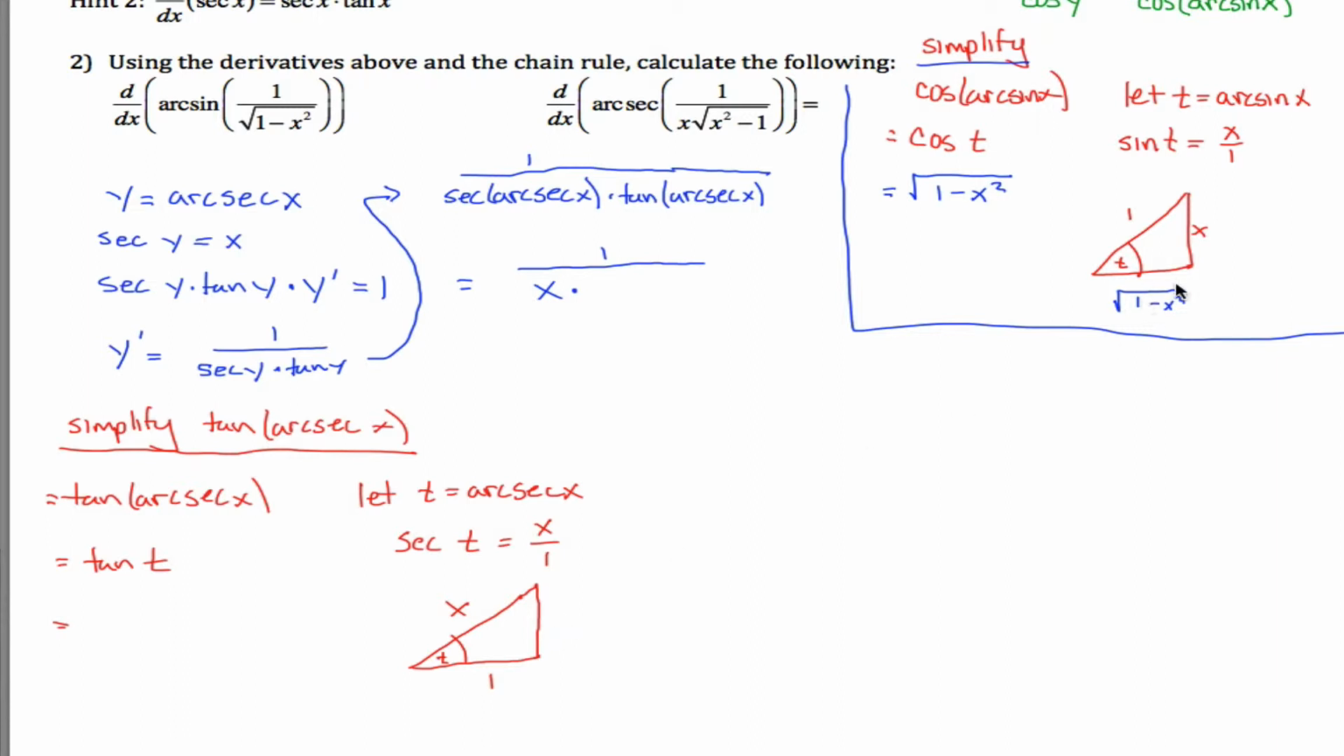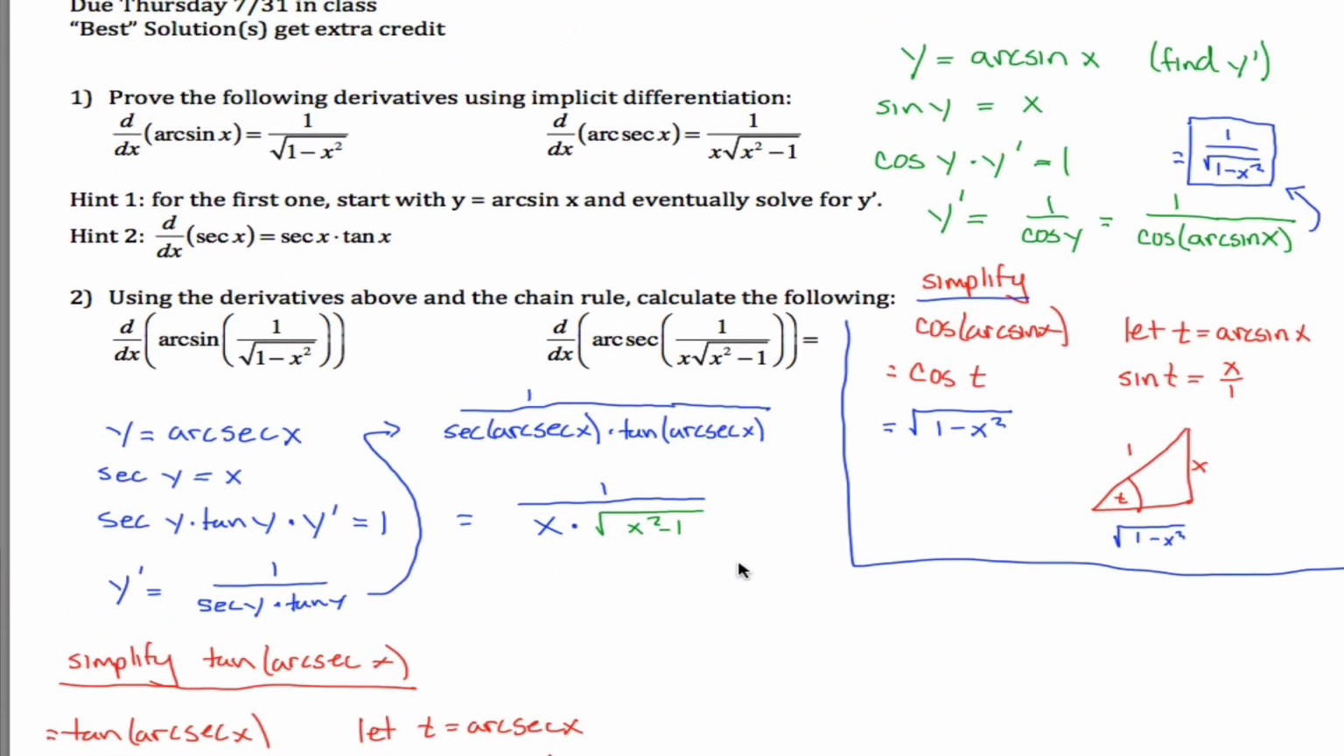I can figure out this side using the same method I did up here. I know that this squared plus this squared has to equal this squared. So if I solve for this side, I would take x squared minus 1 and take the square root of it. Using the Pythagorean theorem, you can get that this is the square root of x squared minus 1. And now that I have all the different sides of my triangle, I can figure out the tangent of t. Tangent is the opposite side over the adjacent side. So tangent of t is just the square root of x squared minus 1 divided by 1, aka the square root of x squared minus 1. This is the tangent of the arcsecant of x. So up here where I had tangent of arcsecant of x, I'll just write square root of x squared minus 1. And what I'll get is the derivative I was hoping for.